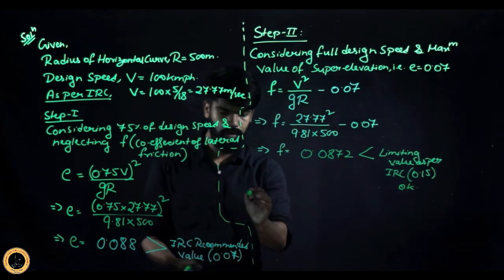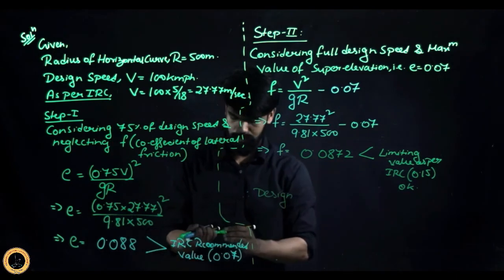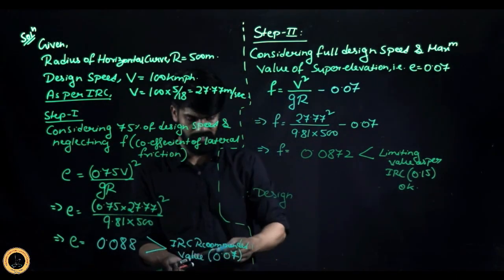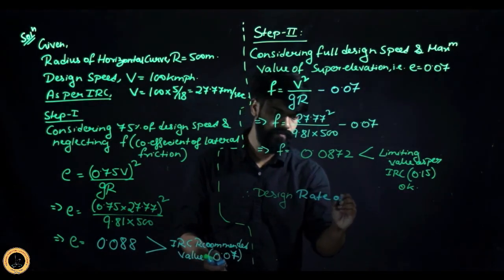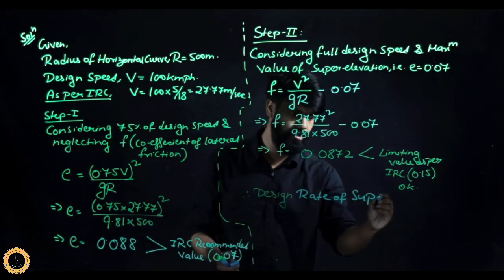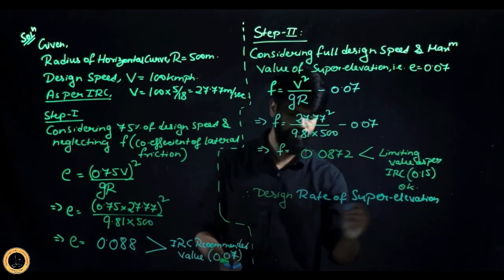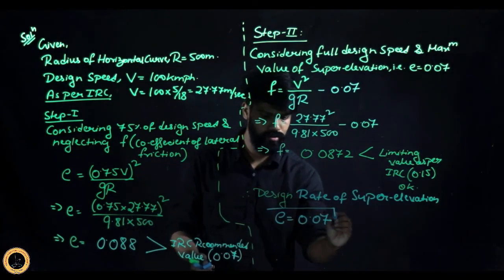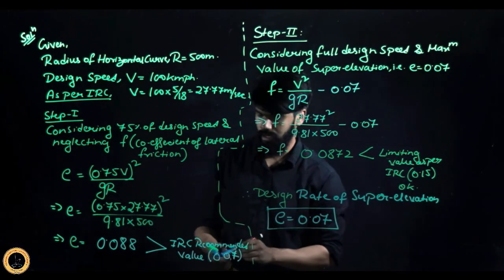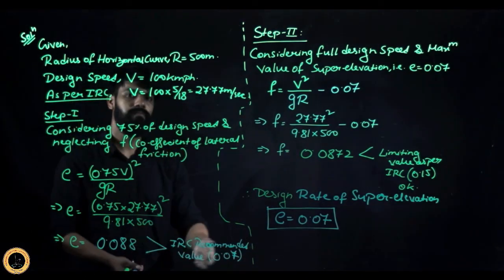So I can write the final conclusion here: my design rate of super elevation, that is E, will be equal to 0.07. So this is your final answer. Correct? So this is how the problem can be solved. Okay, so you can write these things.